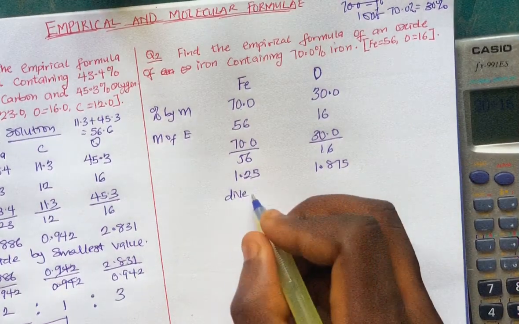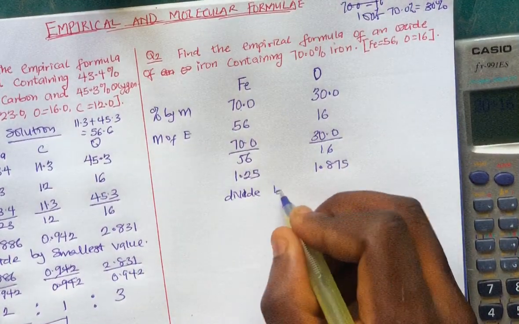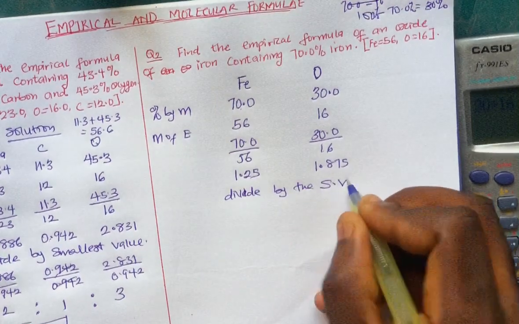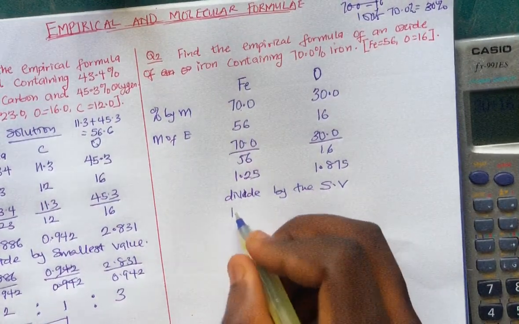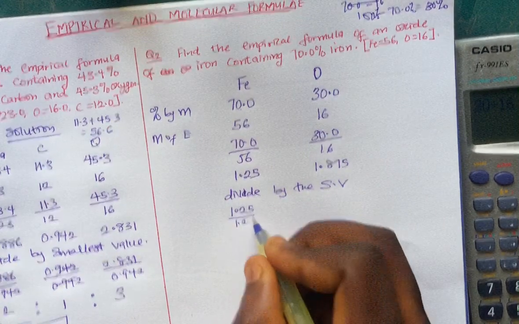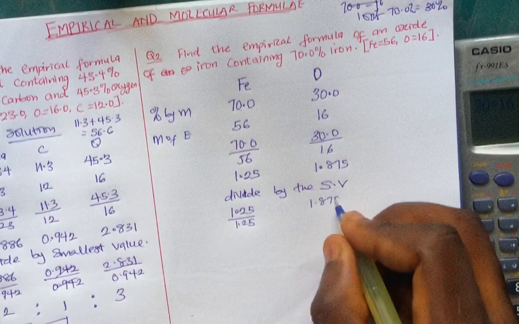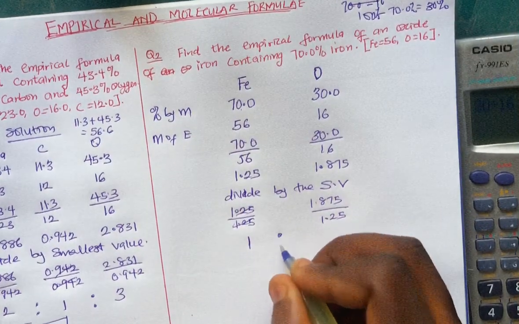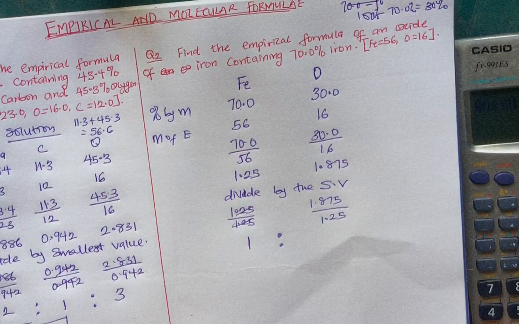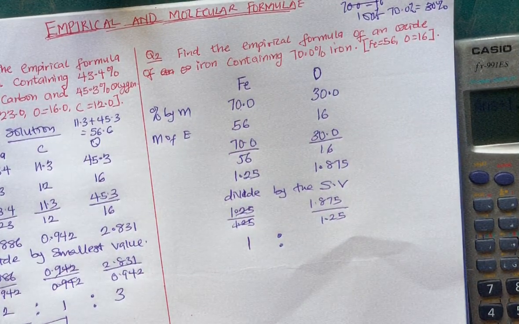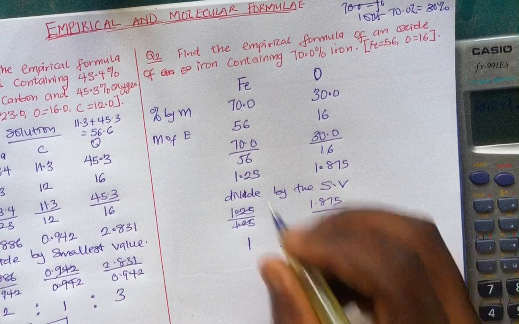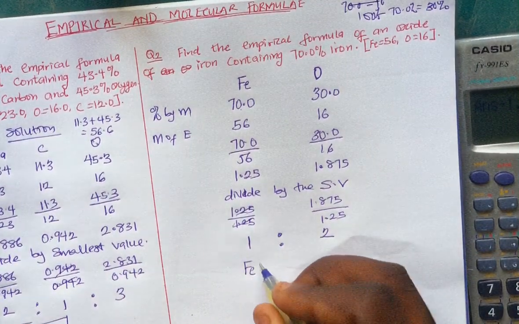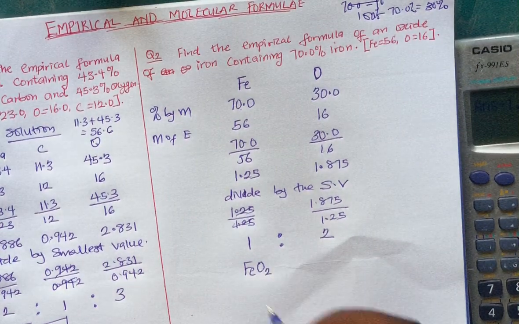So next thing is to divide by the smallest value. The smallest value here is 1.25. So 1.25 by 1.25, and 1.875 by 1.25. This by this gives us 1 ratio. Divided by 1.25, you have 1.5, which we can approximate to 2. So this is the empirical formula of iron oxide, Fe2.